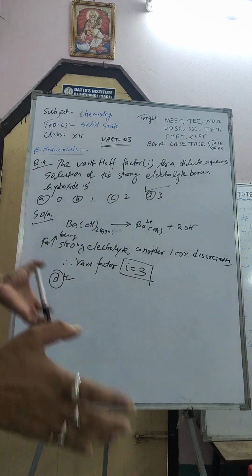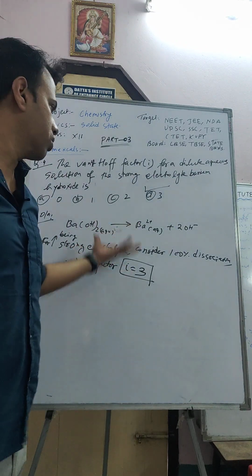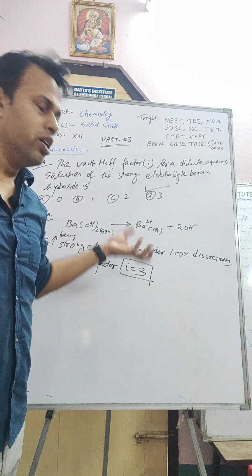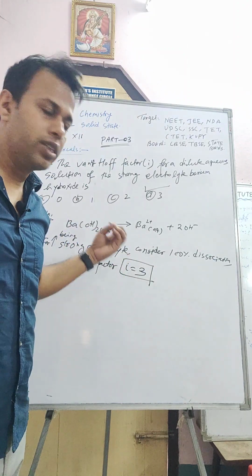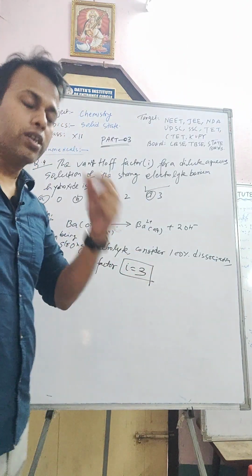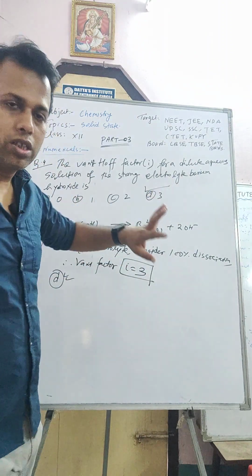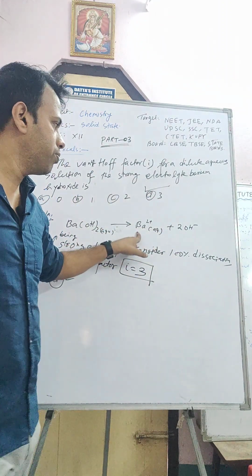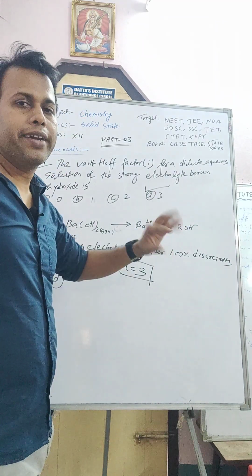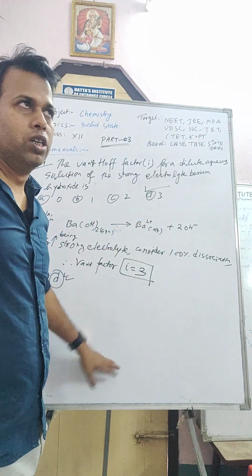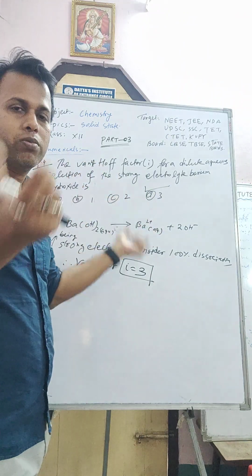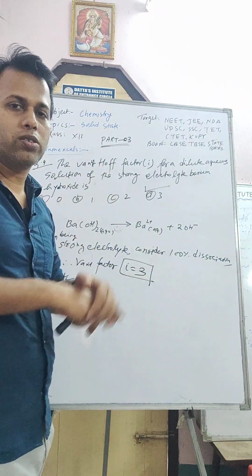So the van't Hoff factor you can find for a strong electrolyte. Since it is a strong electrolyte, we can consider 100% dissociation. So for 100% dissociation, there will be 3 ions. One will be the positive ion, barium 2+, and another will be 2 negative ions, that is 2OH-. So the van't Hoff factor we can calculate by adding the positive and negative ions.